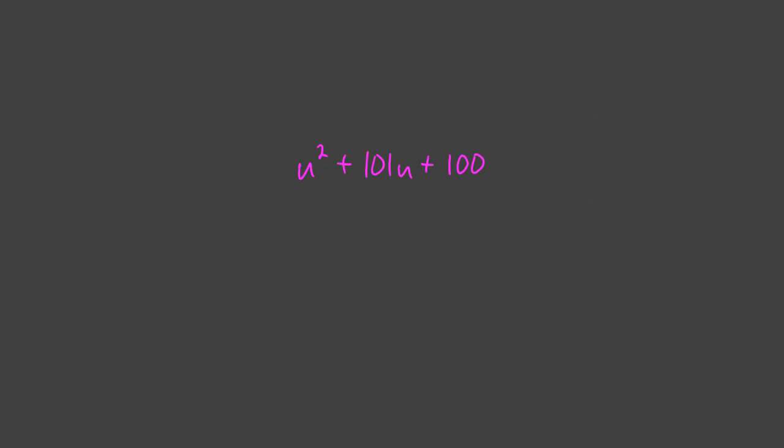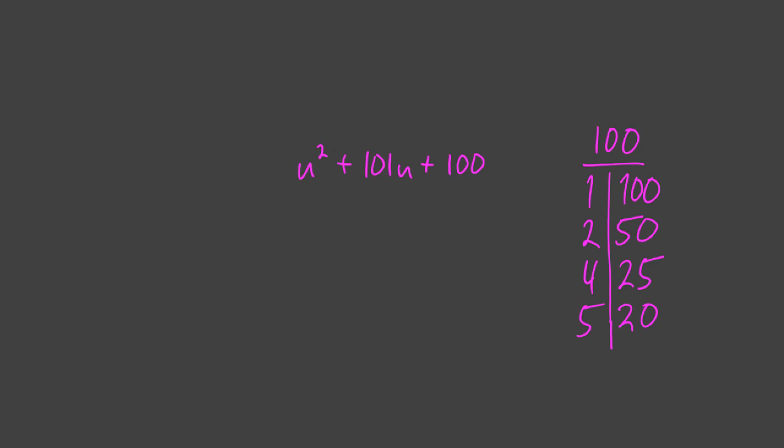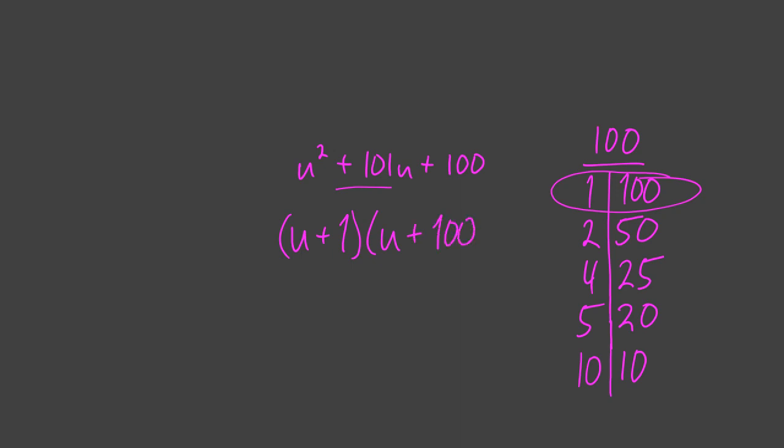u squared plus 101u plus 100. Again, factors of 100: 1 and 100, 2 and 50, 4 and 25, 5 and 20, and 10 and 10. Looking for factors that add up to 101? Well, that's right up here at the very top. So we have u plus 1 times u plus 100 as our factored expression.